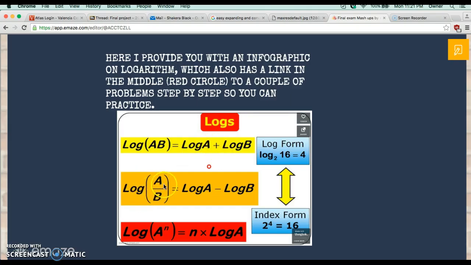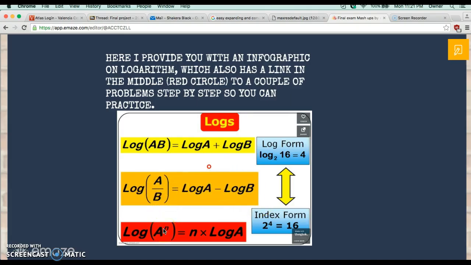Our second one is division, as you can see, because you have a fraction in the parentheses. Whenever there is a division log, you'll expand that and you will do minus. So you'll minus the log of a, which is one term, and then the log of b, which is the other term.